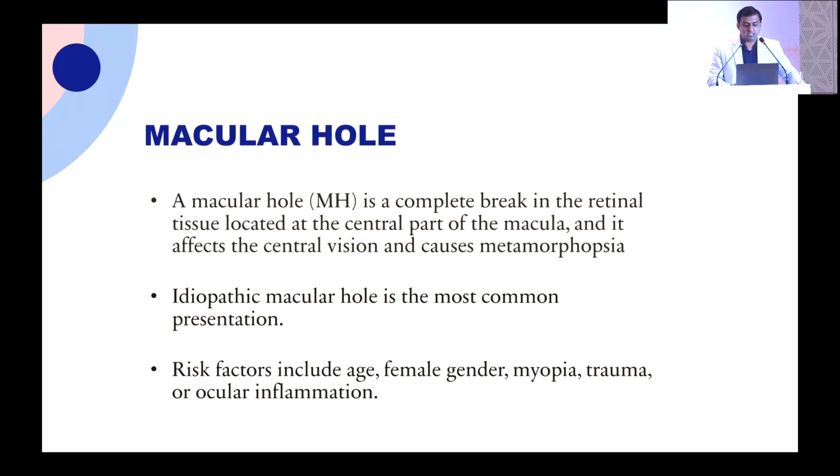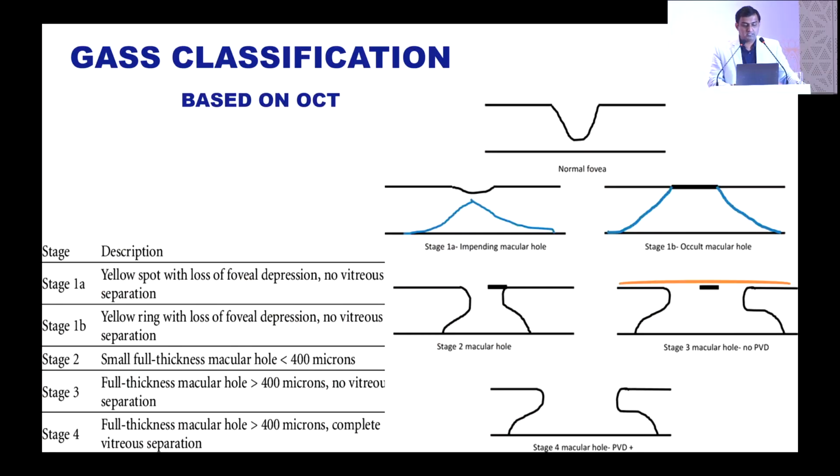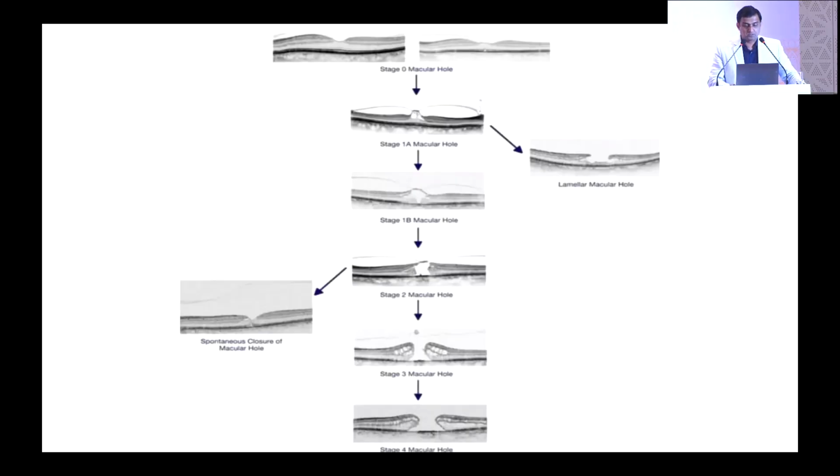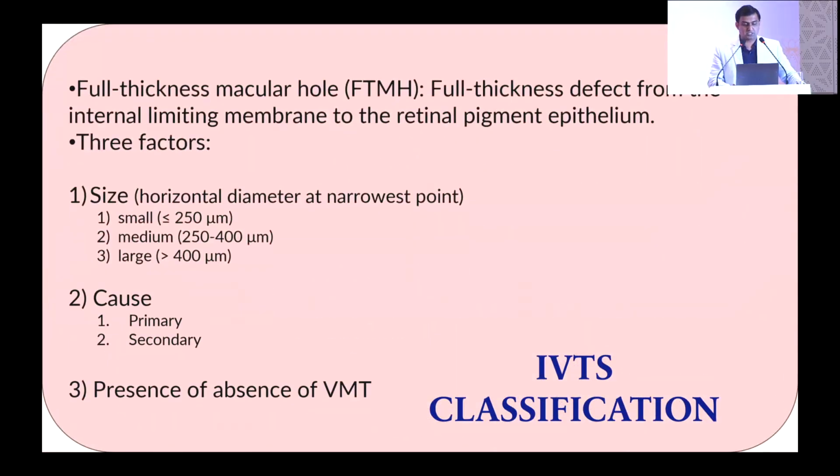So coming to the last topic, a macular hole is a complete break in the retinal tissue. Here's the Gass classification of the macular hole. I'm not going into the details, you might already know about it. The IVTS classification, which I'll stress a little bit, is by size: small is less than 250, medium is 250 to 400, and large is more than 400 microns. It could be primary or secondary, with presence or absence of VMT.